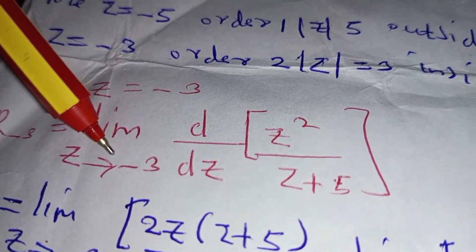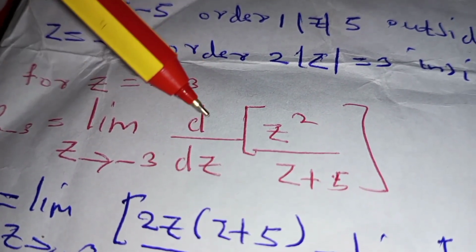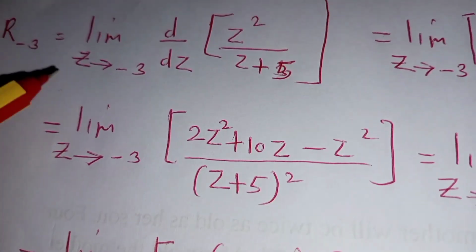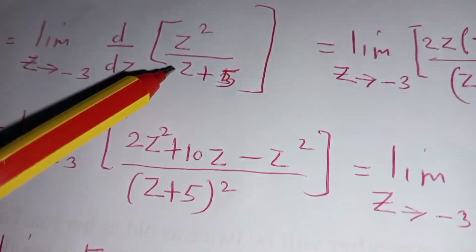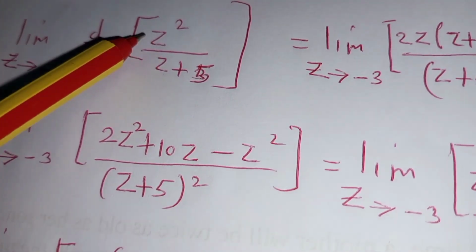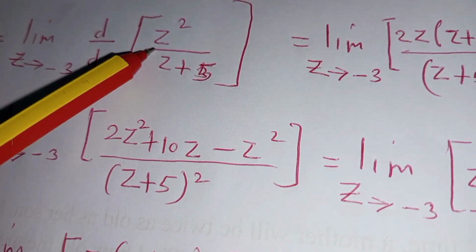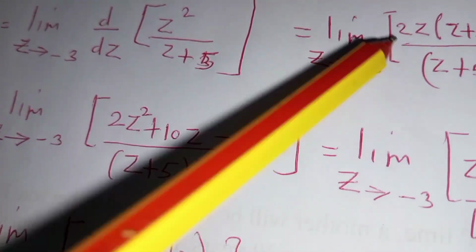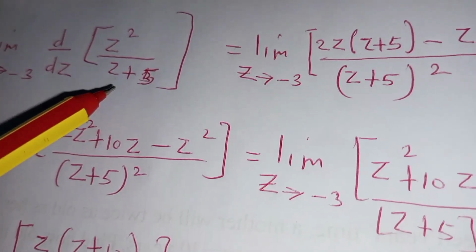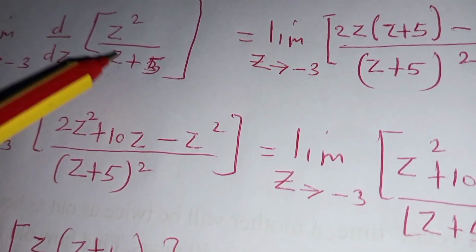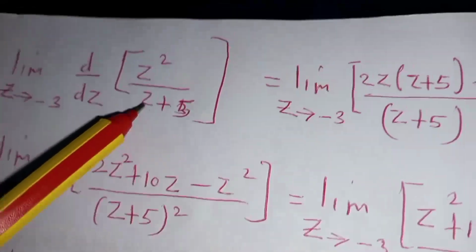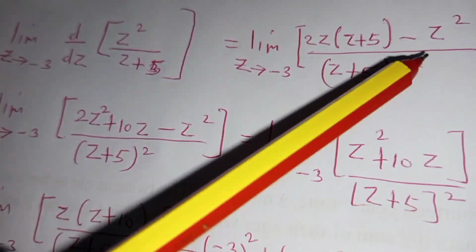It will be found by the limit as Z tends to negative 3 of the first derivative of the given function. So we have this limit. First of all, we differentiate this by the quotient rule, whereby we differentiate the numerator and keep the denominator constant. So Z squared differentiated will give you 2Z multiplying by the denominator, which is Z plus 5 as shown here. Then minus the denominator differentiated, which is 1, multiplying by Z squared as shown here.